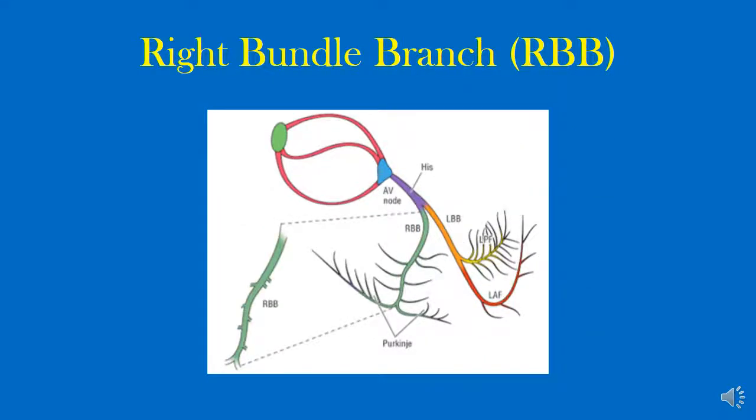Now let's look at the right side of the heart and focus on the right bundle branch, which starts at the end of the His bundle, so right here it's starting, and gives rise to fibers that innervate the right ventricle and the right face of the interventricular septum. Just like the left anterior fascicle and the left posterior fascicle that we saw coming off the left bundle branch, the right bundle branch also ends with its associated Purkinje fibers.